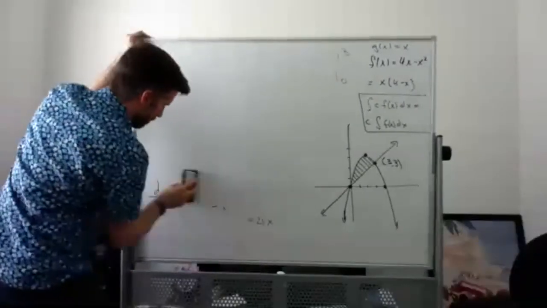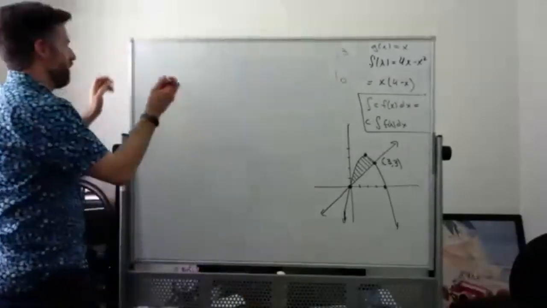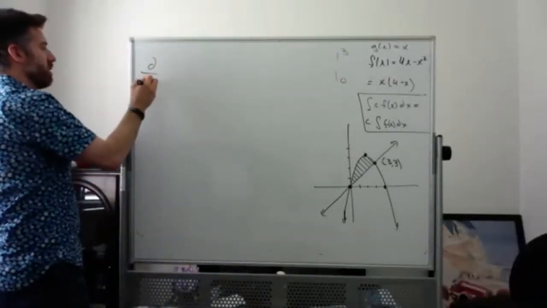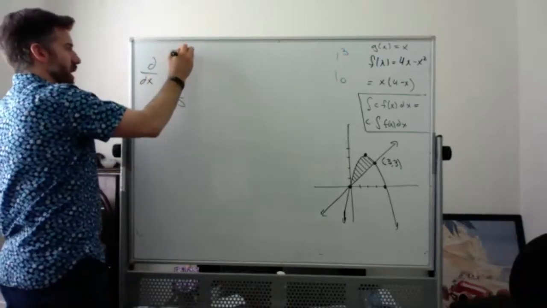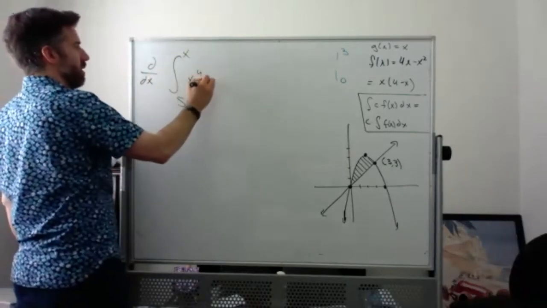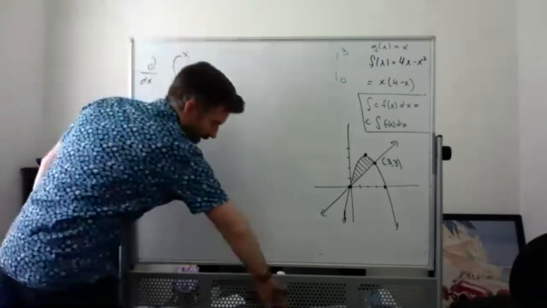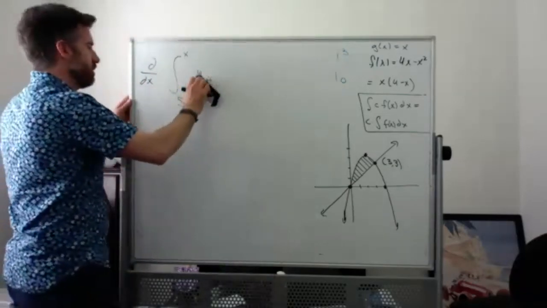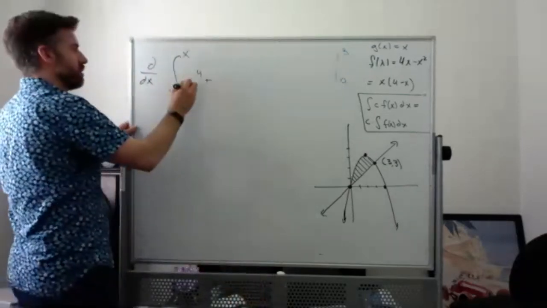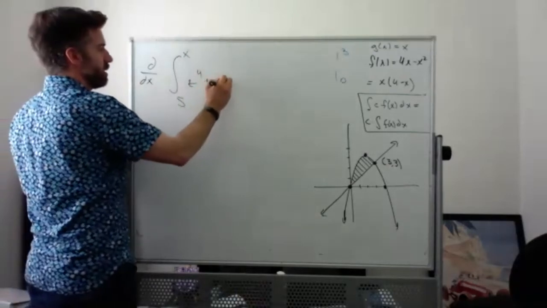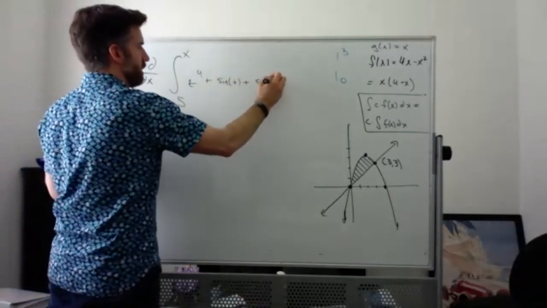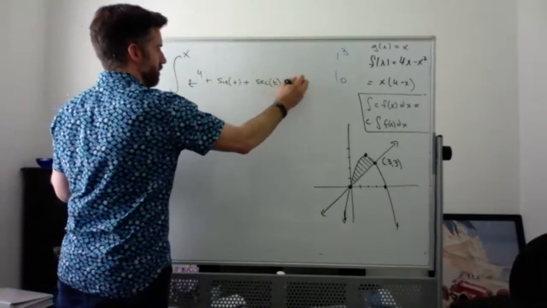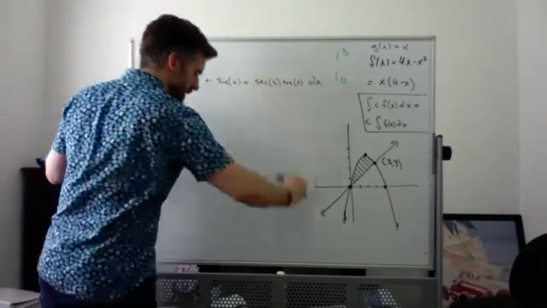So if someone asks you to find, say, the derivative of the antiderivative from 5 to x of t to the 4th plus sine of t plus secant of t tangent of t dt. Sorry, there shouldn't be an x in there, it should be a t. It's a common mistake that teachers make.